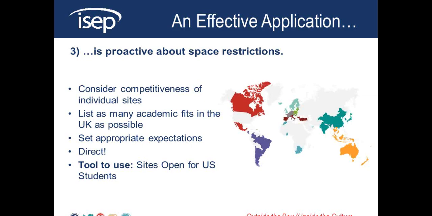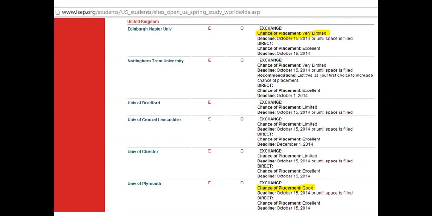Your best tool in order to be proactive about space restrictions will once again be our Sites Open for U.S. Students page, so let's take another look at that. This is the same page that we looked at before, but I've scrolled down a bit so that you can see our institutions in the UK.